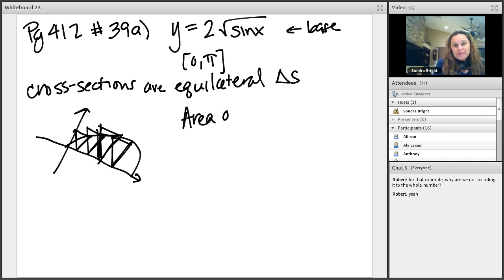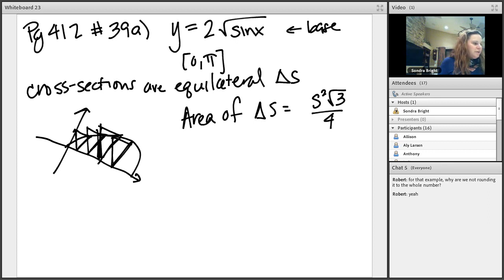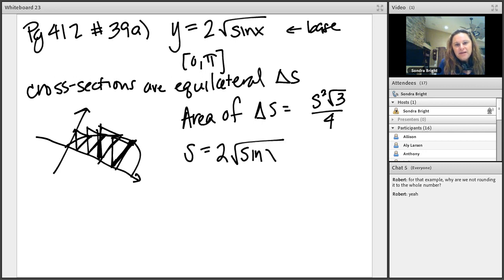So in this case, the area of the equilateral triangles is equal to that weird one, where it's the side squared times rad 3 over 4. You can always work it out also. But the sides of this triangle are the height to this curve along the x-axis. And so your s is the 2 rad sine of x.